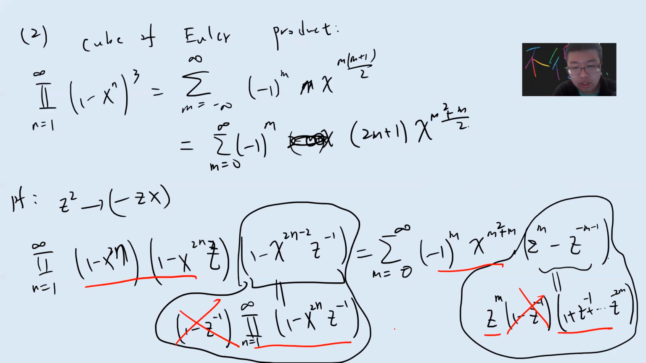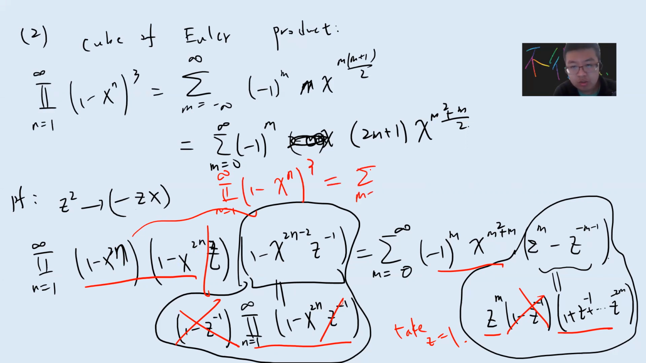Okay, then you just take z to be 1. When you take z to be 1, then you get (1 - x^n), (1 - x^n), (1 - x^n z^-1), which is 1, right? So you get 1, 1. So this becomes the product over n from 1 to infinity of (1 - x^n) to the cube, equal to the right hand side, which is the sum over m from 0 to infinity of (-1)^m. So x^(m^2+m) is still the same.